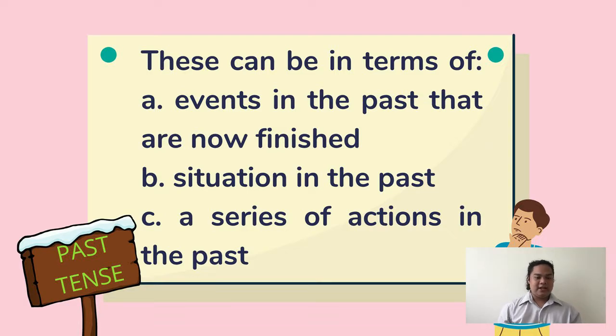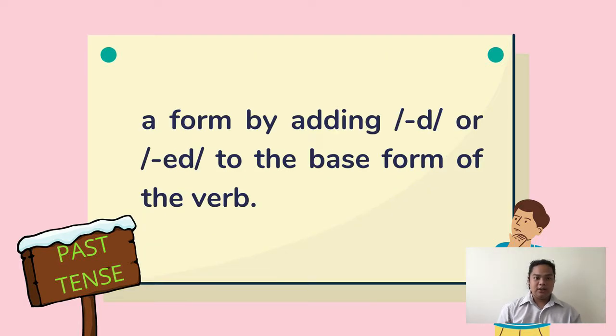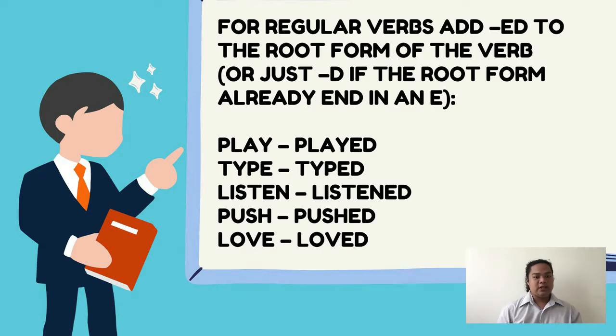So past tense basically is a form by adding "d" or "ed" to the base form of the verb. So for regular verbs, add "ed" to the root form of the verb, or just add "d" if the root form already ends in an "e." So as you can see in the examples on your computer screen, which is play, played, type, typed, listen, listened, push, pushed, love, loved.